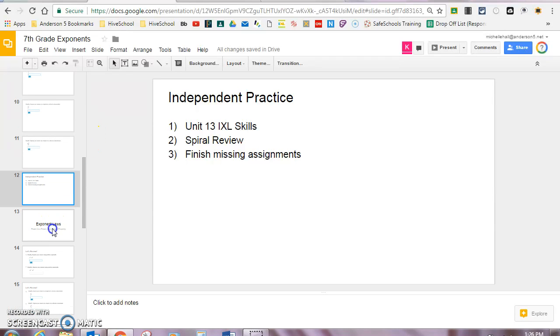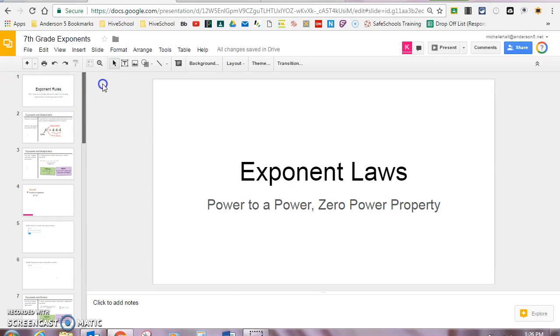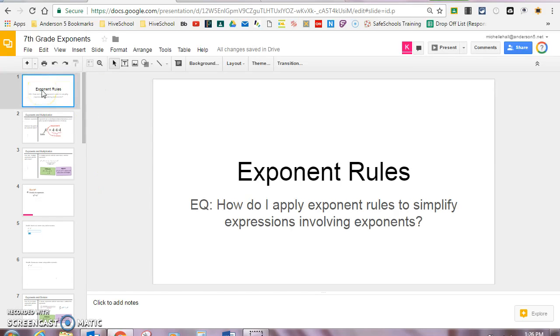Right, today we're going to be continuing our lesson on exponent laws or exponent rules, and our EQ for today is going to be the same as our EQ for yesterday, so you can even just continue these notes right on the next page after the ones that we did yesterday. So just title it again, exponent rules. EQ again, how do I apply exponent rules to simplify expressions involving exponents?